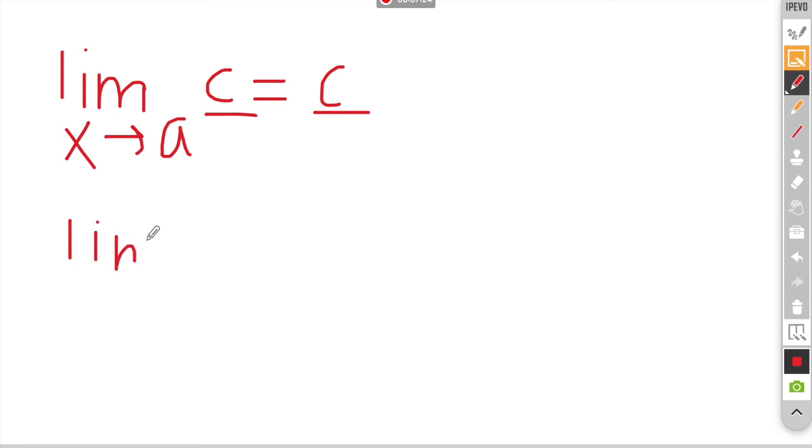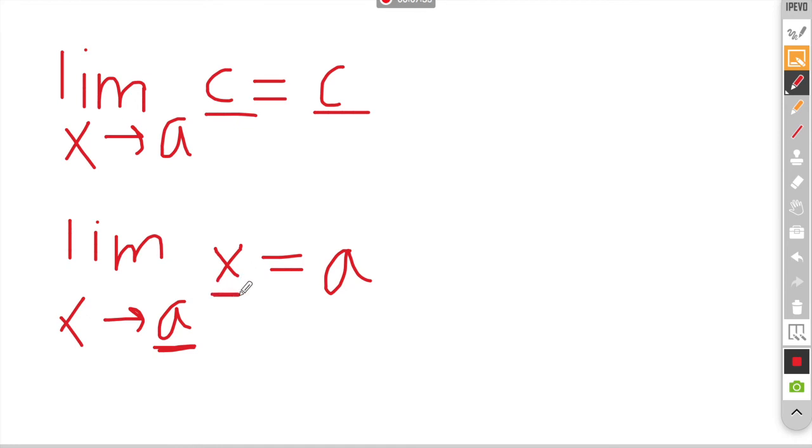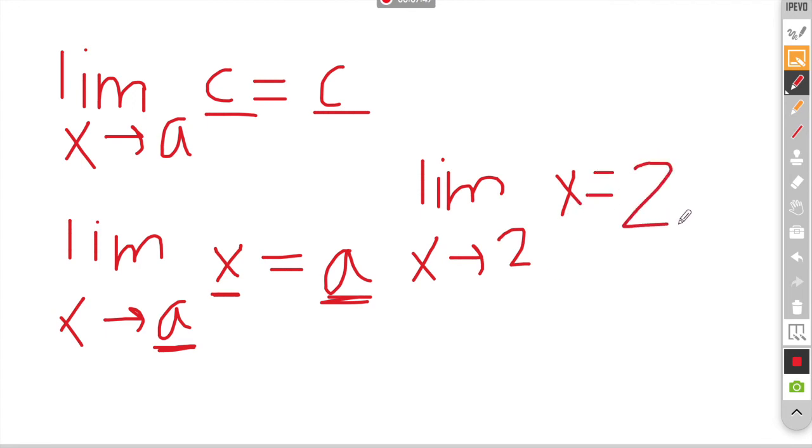Now let's say the limit as x goes to a and you have x. Obviously that would equal a, because when it says x is going to a, you're basically plugging in a for x. That's why it's equal to a. So let's say it was the limit as x goes to 2 and we have an x here. Then we plug in 2 for x, which means this would have to be 2, or a.